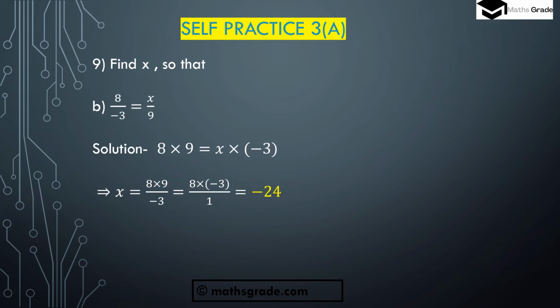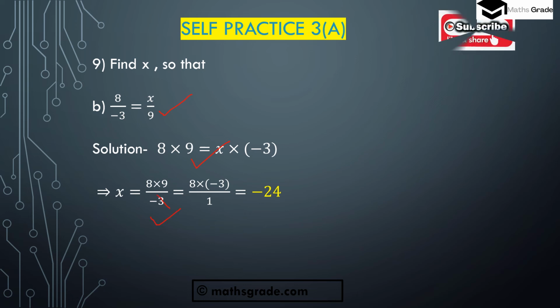Now second bit b. 8 divided by minus 3 equal to x divided by 9. We have to find the value of x. We do crisscross multiplication. 8 multiplied with 9 equal to x multiplied with minus 3. We get x equal to 8 multiplied with 9 divided by minus 3.